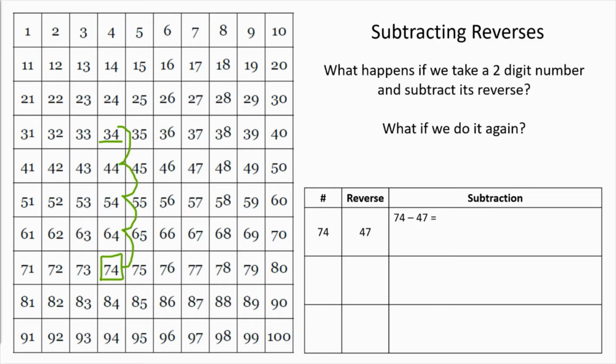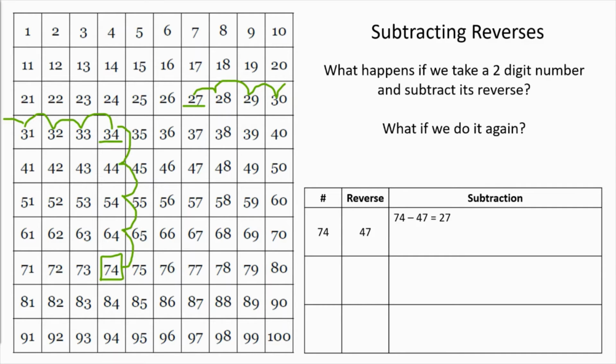Next, I need to subtract 7 ones. 33, 32, 31, 30, 29, 28, 27. So 74 minus 47 equals 27. So now that I've done it one time, let's do it again.